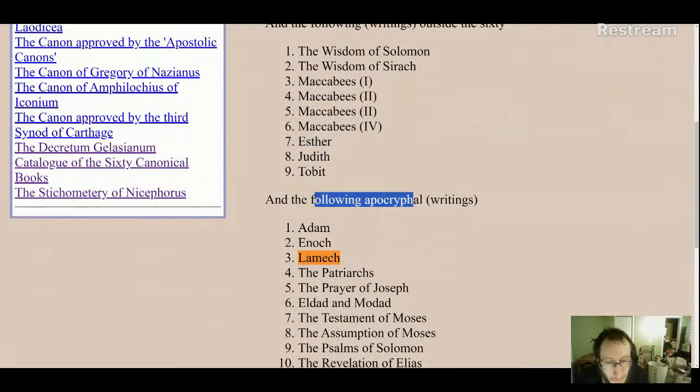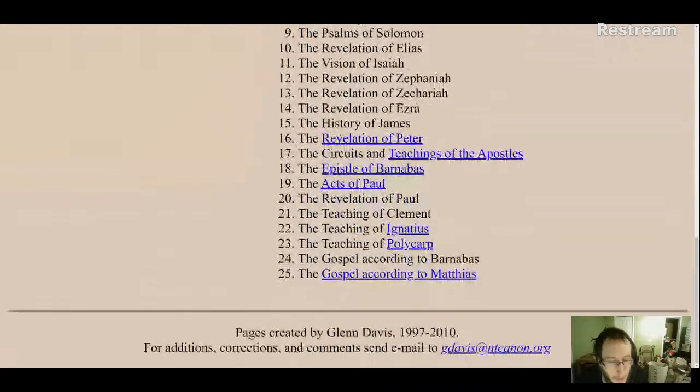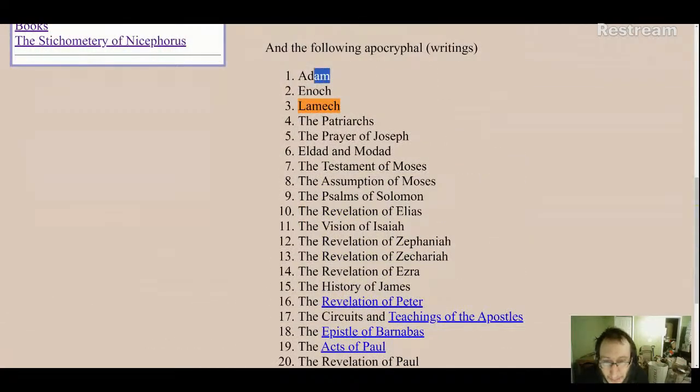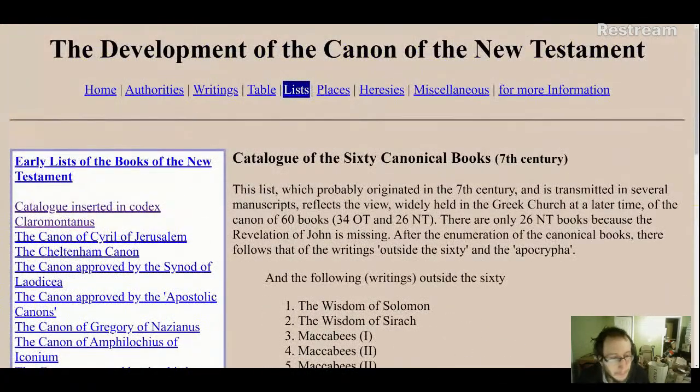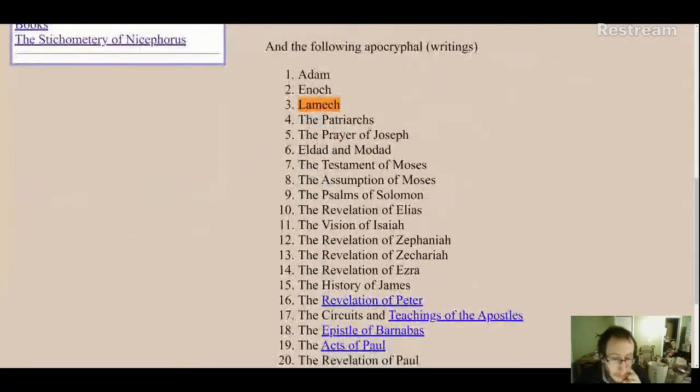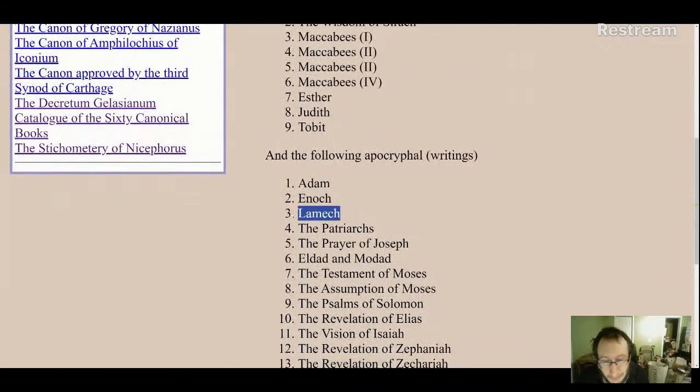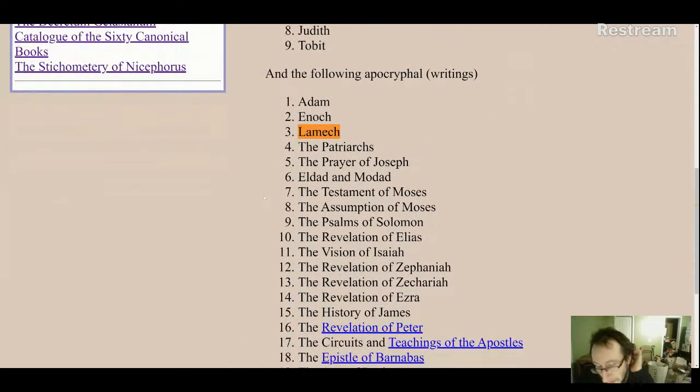But then the following are the apocryphal ones. And so you got a bunch of them, Adam, so Book of Adam, Book of Enoch. Then we have Book of Lamech. So it appears that they had a copy of the Book of Lamech at that time. So that's pretty interesting there. Although some scholars say it could have been a different Lamech book than the one from the Dead Sea Scrolls. But that is very interesting there because they had Book of Enoch, so very possible to have also had the Book of Lamech. So we will use that to reconstruct Book of Lamech.